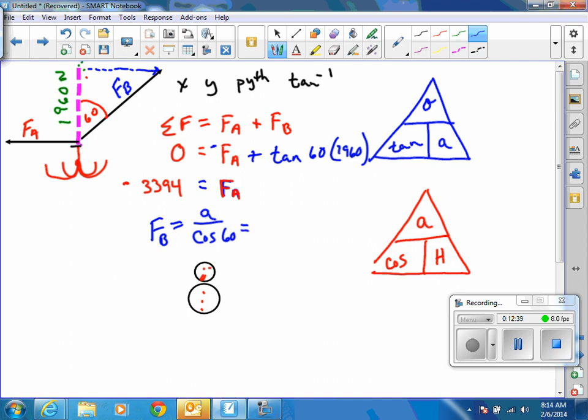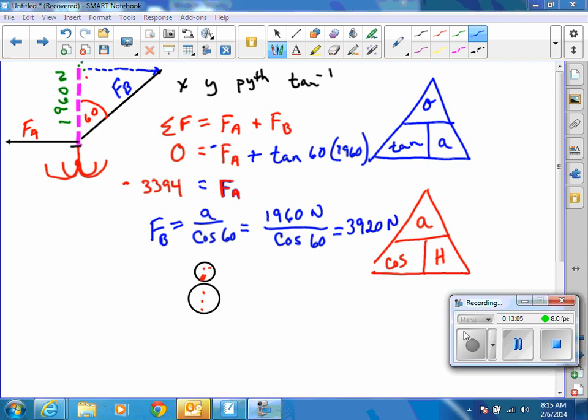Once again, what's the adjacent side? Let's go to Jordan. What number are you going to put in for the adjacent side? 1960. Very good, Jordan. And divided by the cosine of 60 here. And when you take the 1960 divided by the cosine of 60, you end up getting 3,920 newtons. And that's going to be that diagonal force there.